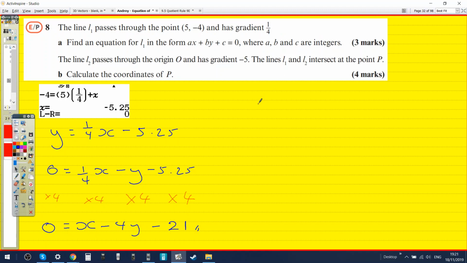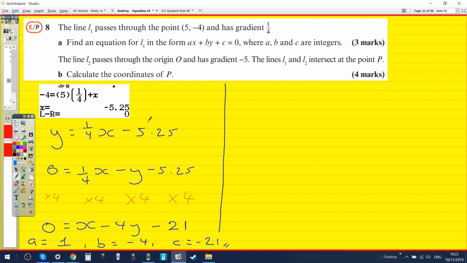And it says where a, b, and c are integers. What's a, what's b, what's c? A is 1, b is minus 4, c is minus 21. Yeah, so that's just to be safe. Part B.